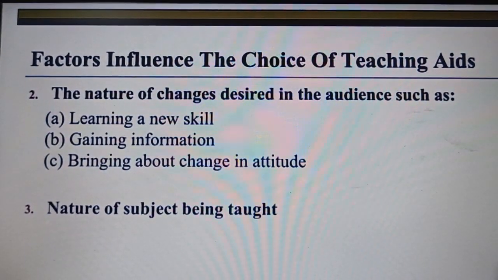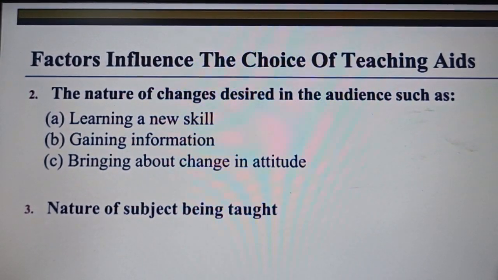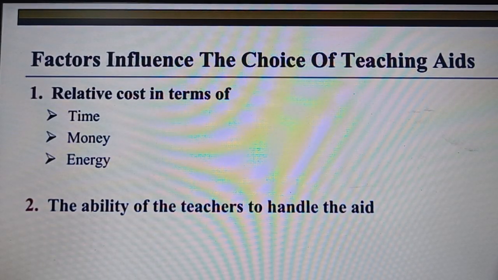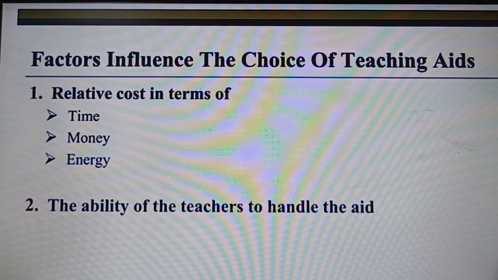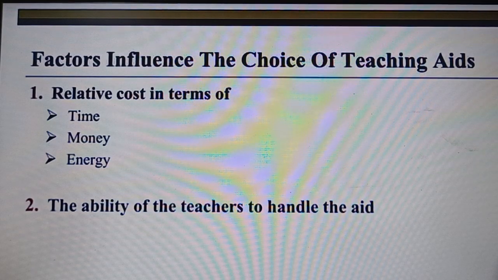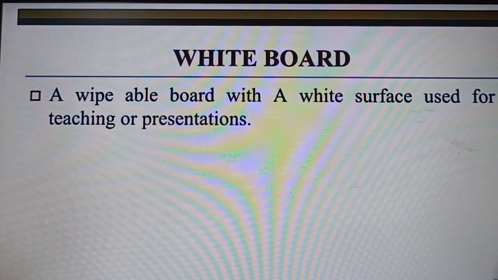Then the nature of change desired in the audience, such as learning a new skill that is important for students, gaining information. This is also because in advanced technology, gaining information is very important. Bringing about change in attitude, the nature of subject being taught. Then relative cost in terms of time, money, and energy. Three things are very important regarding relative cost: time, money, and energy. And the ability of the teachers to handle the aid.